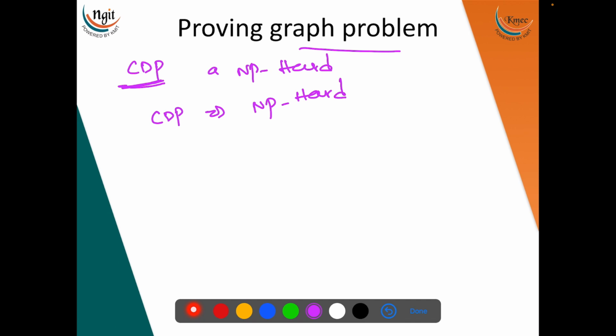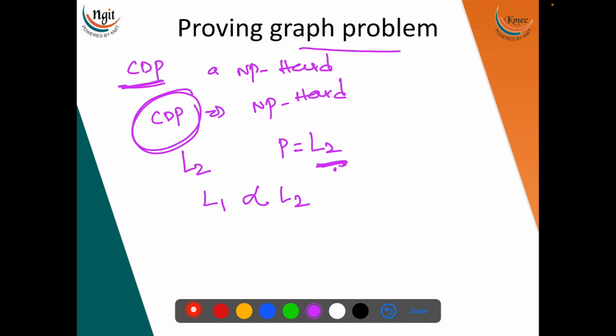Now how can I prove that? Say that problem is L2, that means P is equal to L2. We have to prove problem L2 is NP hard. To prove it, we have to select a problem which is already NP hard, as we saw in the first slide. If you want to prove CDP is an NP hard problem, you should take a problem which is already NP hard. Let's name it L1. So now you have to reduce this L1 to L2.